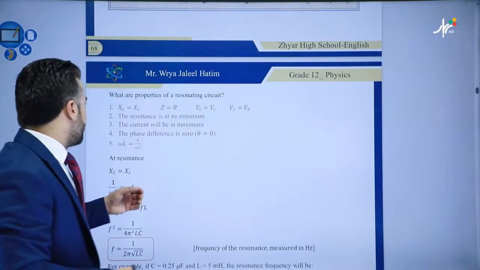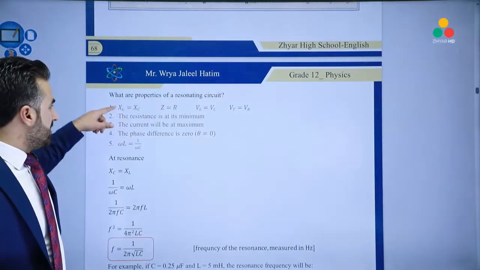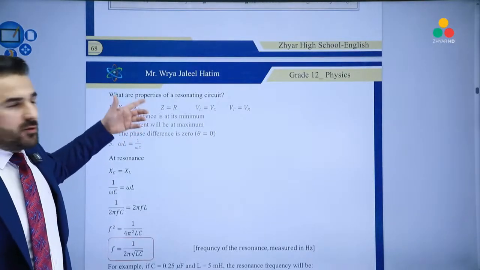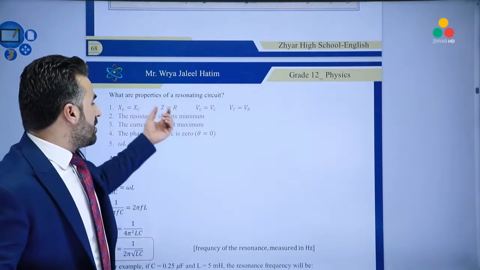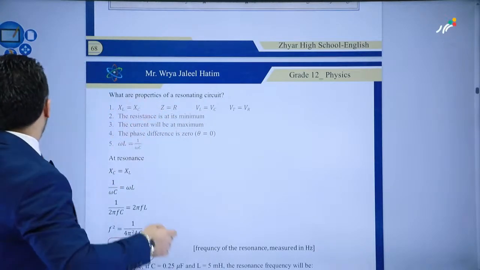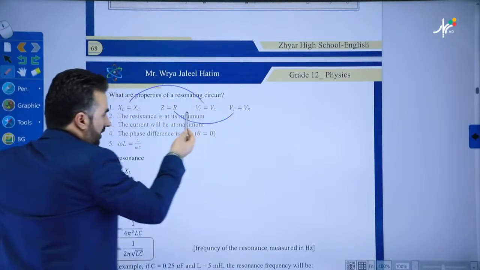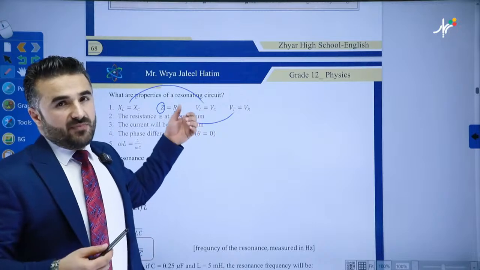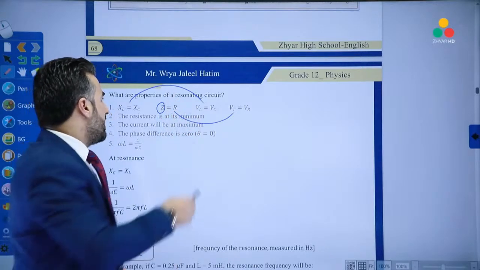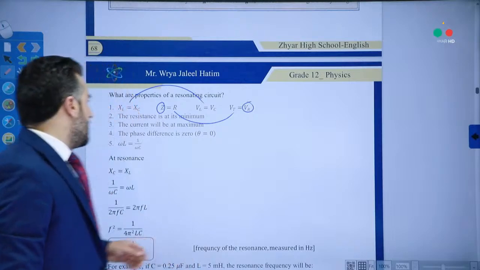And if that is the case, of course, if these two are equal, we can say the voltage across the self-inductance here is the same as the voltage across the capacitor. And if that is true, these two are related, and of course this one as well. If we consider that the total impedance is equal to the resistance of the resistor, we can say V total is equal to the voltage across the resistor as well.